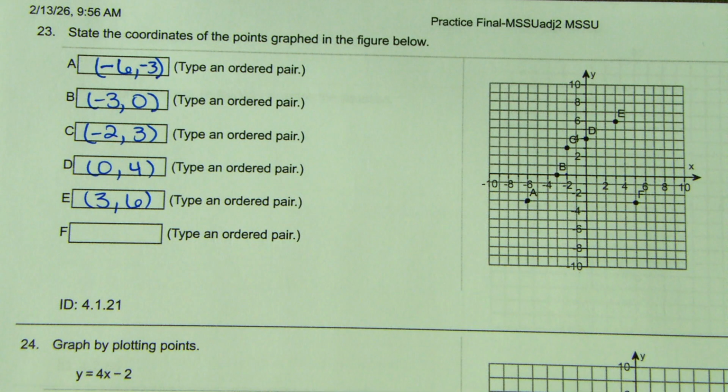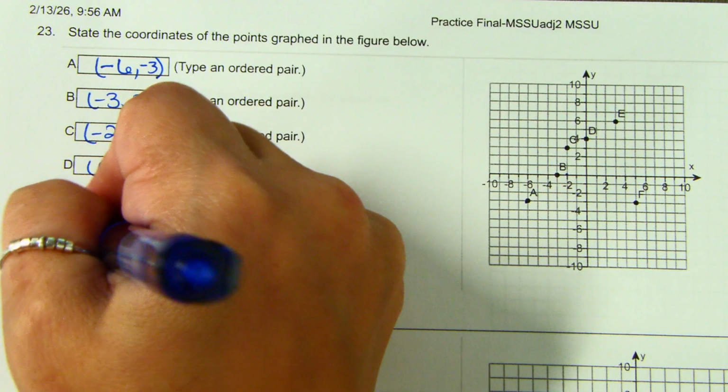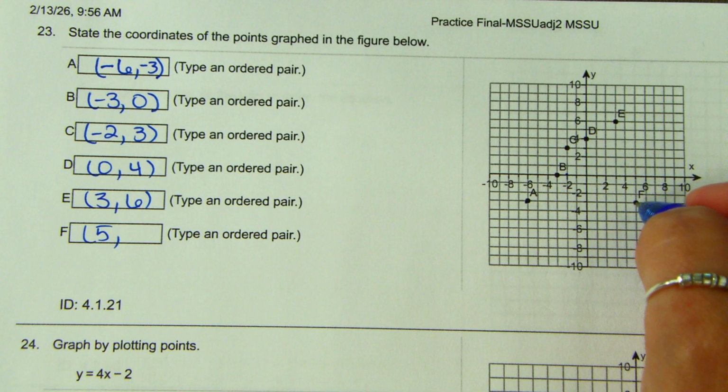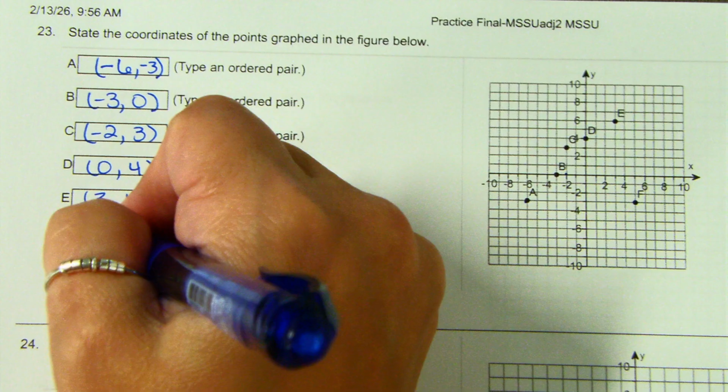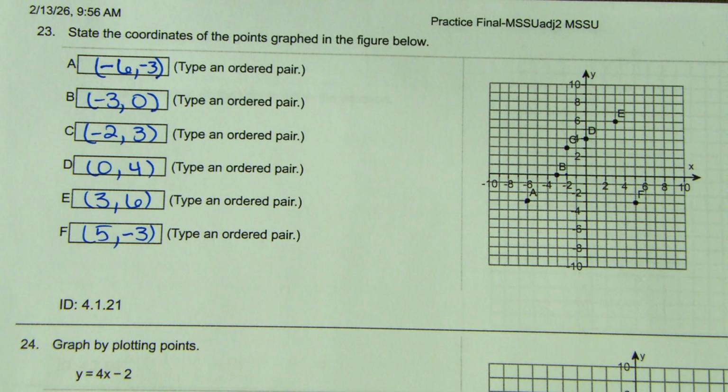Last one is F. We go over to 5 horizontally, and then we come down, it looks like, to 3. So it's a -3 because we came down to that. So remember, you have to use parentheses around these ordered pairs or you will get every single one of these wrong, and that would really, really suck.